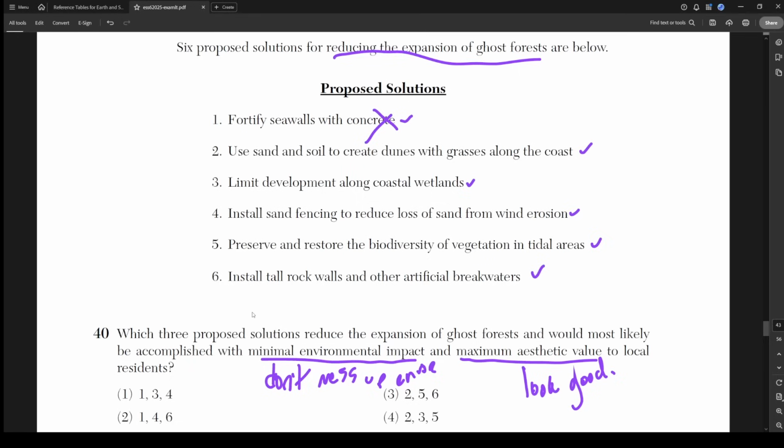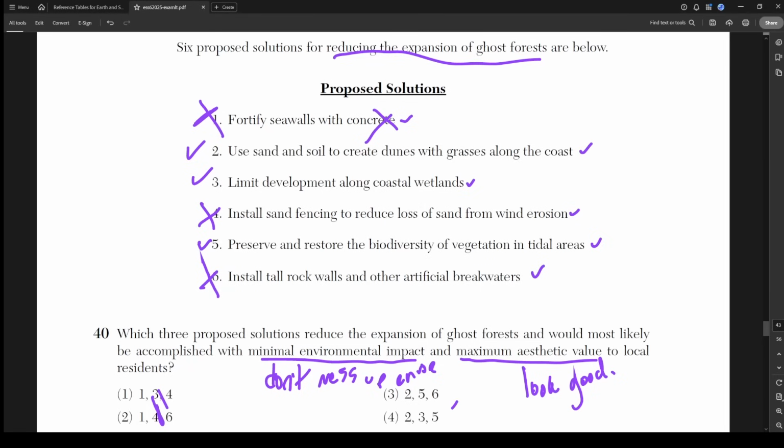Let's just say anything with 1 is gone, right? So 1 and 2 are out automatically. Limit development. Okay, maybe the wetlands are nice. Install sand fencing. That looks ugly. So let's say 4 is yucky. That's not even in our 2 last choices. Preserve and restore biodiversity. That's good. 5 is good. Install rock walls. That sounds bad. So so far, we like 2, 3, 5?